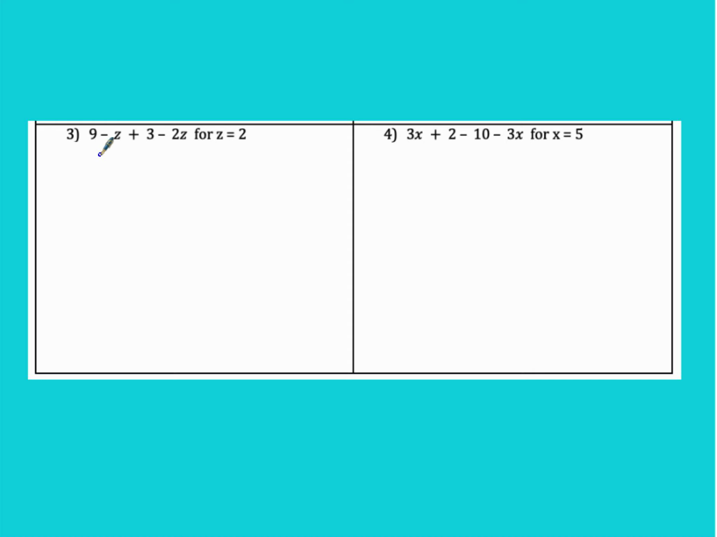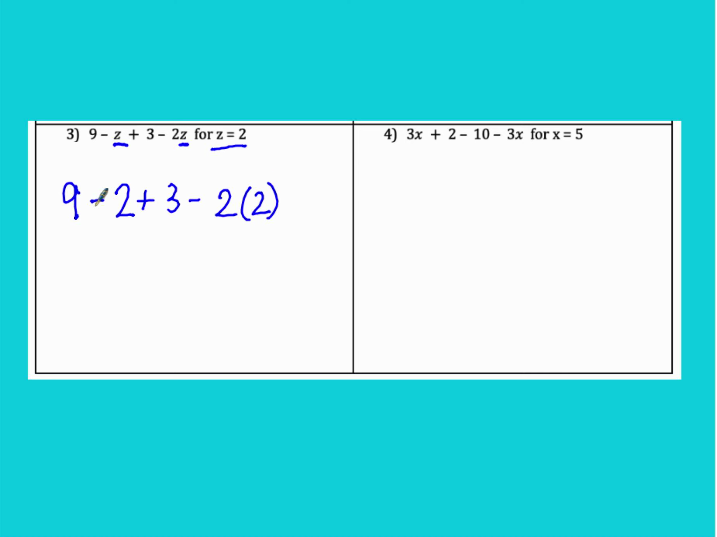So for example 3, we have 9 minus z plus 3 minus 2z. And z is going to be 2 this time. So everywhere I have a z, I'm going to replace with a 2. So I start by rewriting the entire expression with the variable replaced. So 9 minus z is now 9 minus 2 plus 3 minus 2 times z, but z is 2.